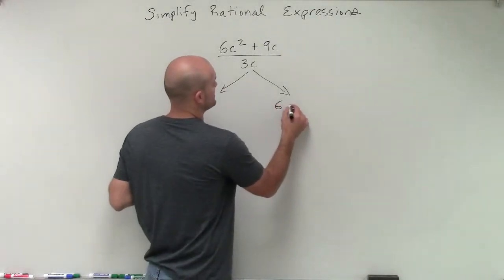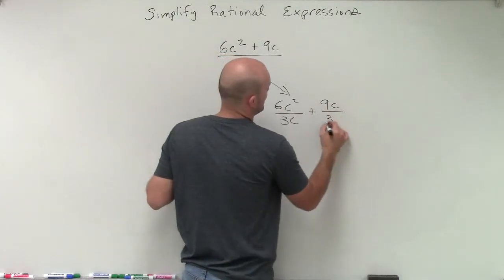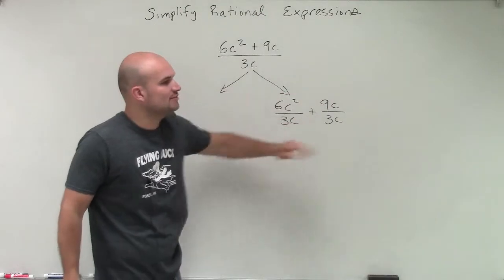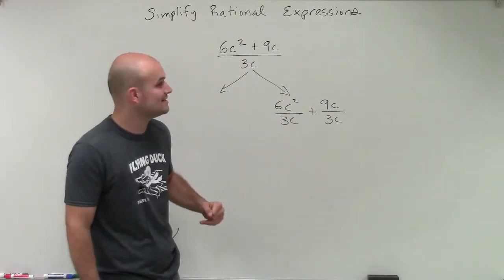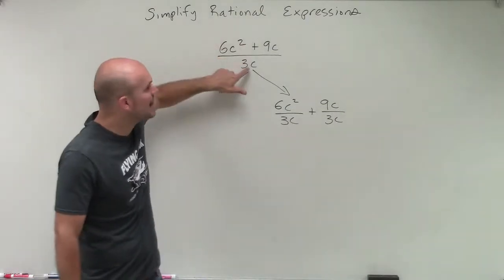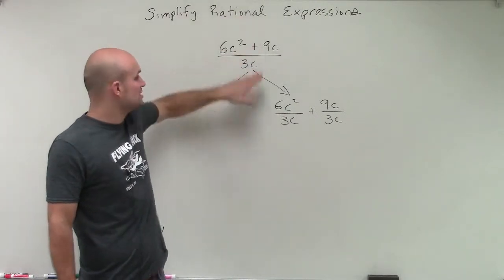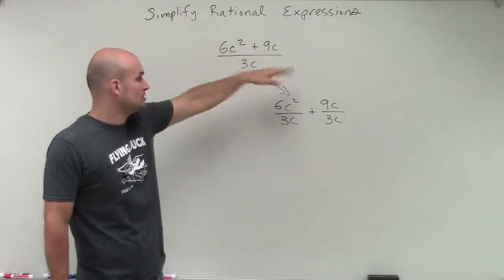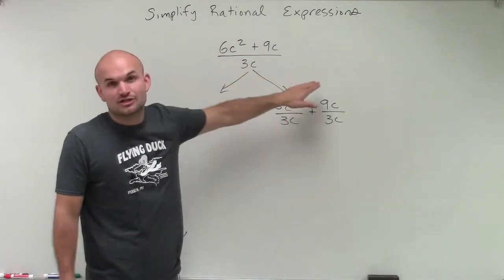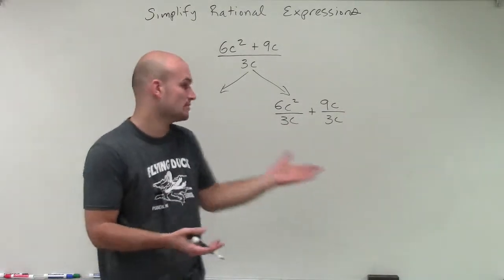I can take it as 6c squared divided by 3c plus 9c divided by 3c. I can complete that because you notice that both of my terms are still being divided by the 3c. So when you have a monomial denominator, you can separate your binomial in the numerator as long as you divide your denominator into both terms. But you cannot separate the denominator under addition and subtraction. So I can break it up this way. Then I can simplify each one of these terms.